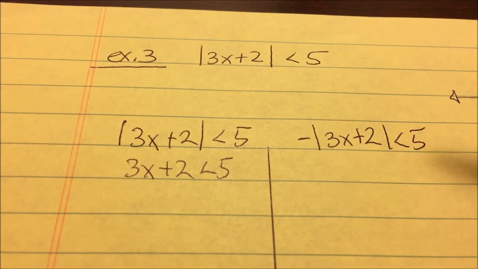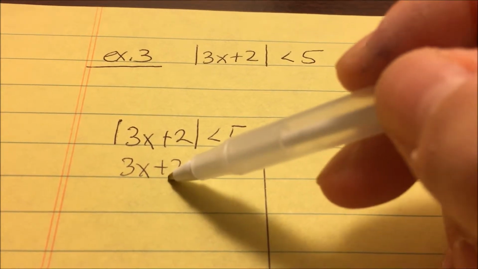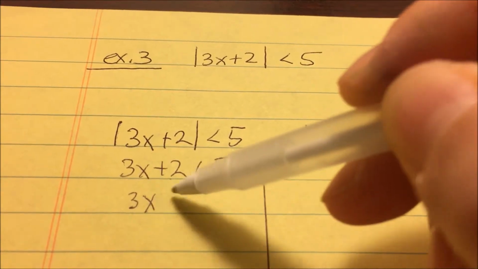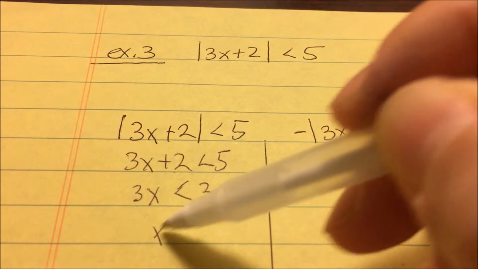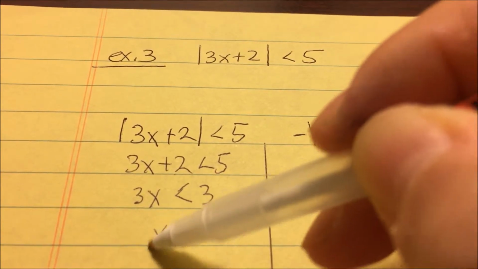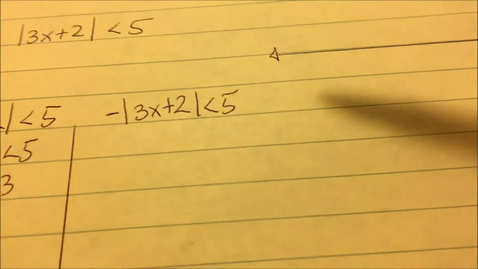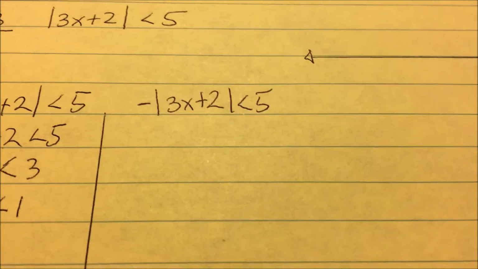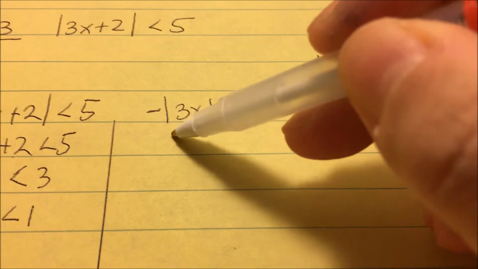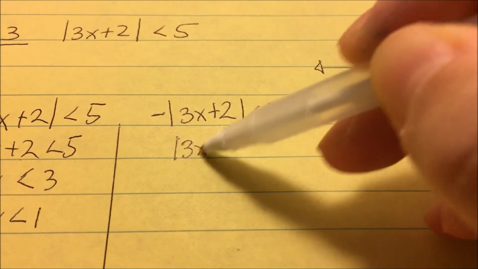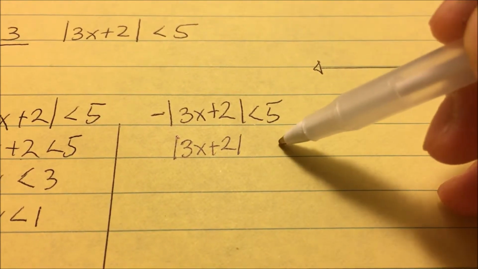And I continue to do my algebraic steps. So I have to get rid of 2. So we're going to go ahead and subtract it. So 5 minus 2 is 3. And then x is less than 1. Okay? Same thing with this one. So if I have a negative right here, we're going to bring it to the other side. I have absolute value of 3x plus 2, and then we have a negative 5.